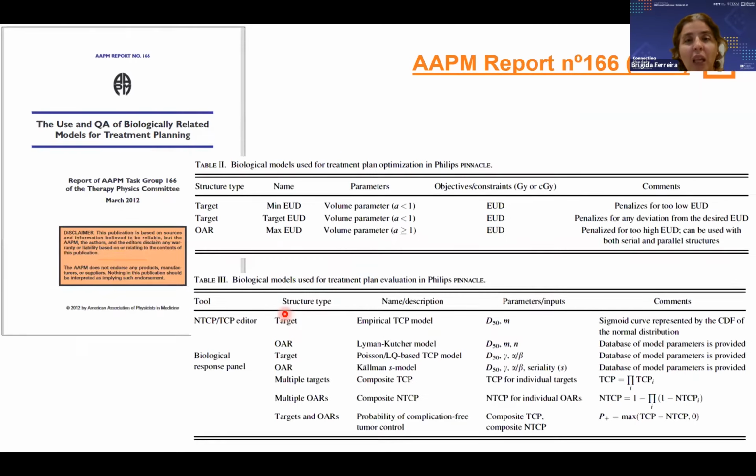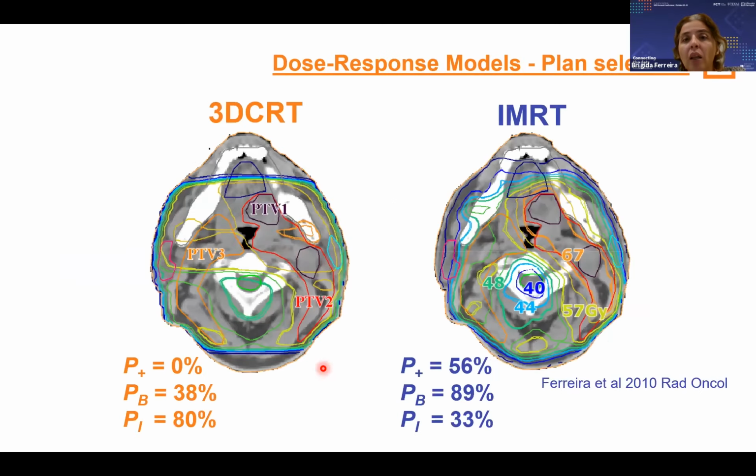Just wait for them. So recognizing the advantages of biological optimized radiation therapy, the WAPM published a report giving some recommendations on the use of biological objective functions. They speak a lot about EUD, and they also give some recommendations on the use of NTCP and TCP models. Besides using those response models for optimization, you can also use them for plan selection and evaluation.